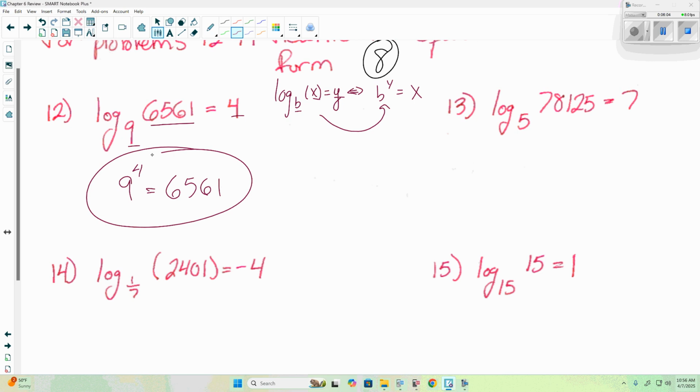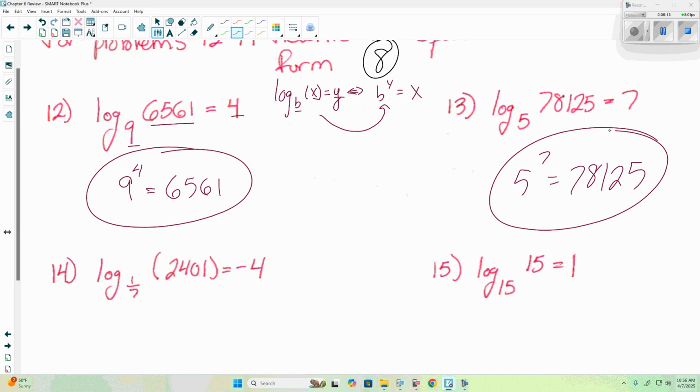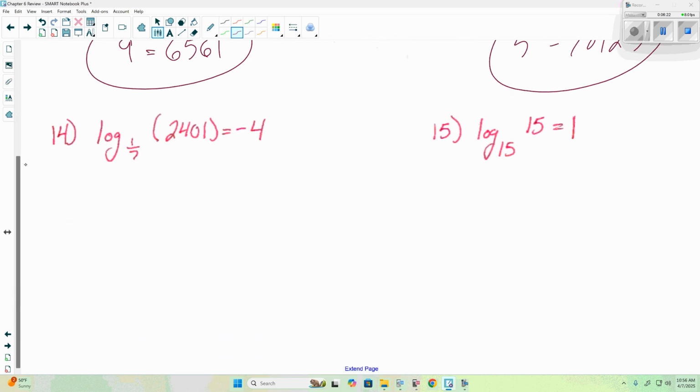What would 13 be? And that's it. Fifteen would be what? 15 to the first is equal to 15. Normally we don't write the first power, but again, we'll write it here because we want to show that this is exponential. 15 to the first is equal to 15. One of the few exceptions that we will write that first power. Questions on these first four?